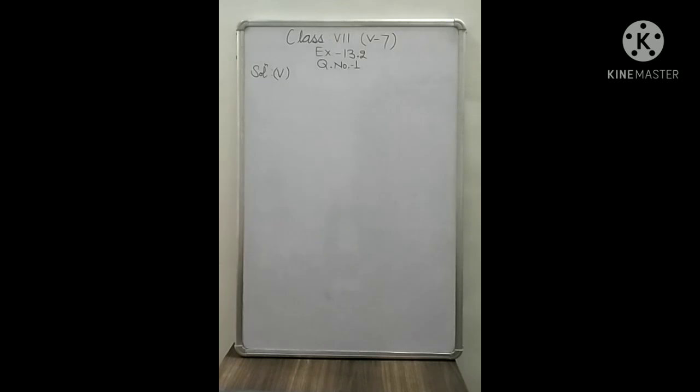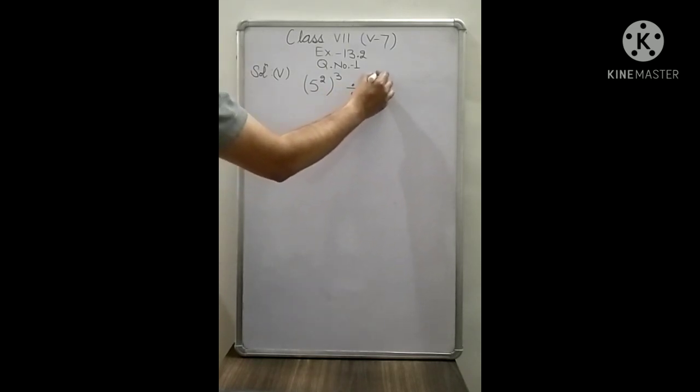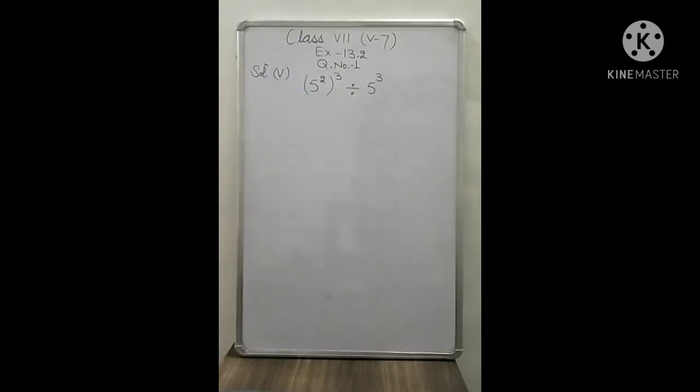You have (5 raised to the power 2) whole raised to the power 3, divided by 5 raised to the power 3. This is the question. You have to simplify it and you have to express the answer in exponential form.